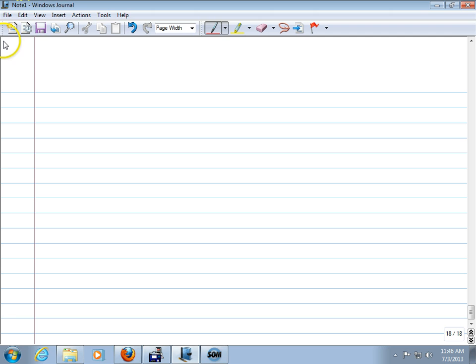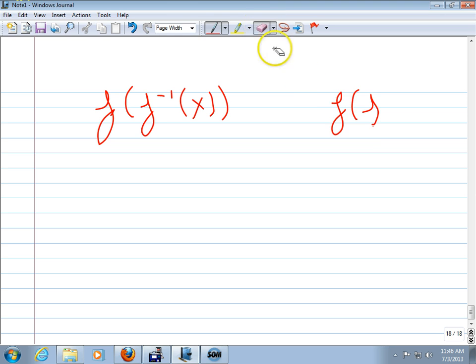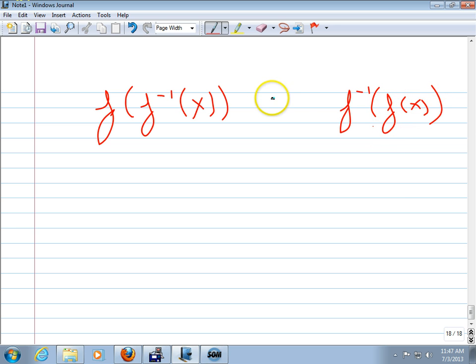Ready? In Regents class, if f of f inverse of x and f inverse of f of x both equal x, then you've got the inverse function. So that's the definition of what f inverse is. f inverse is a function such that f of f inverse of x is x, and f inverse of f of x is also x. They cancel out.